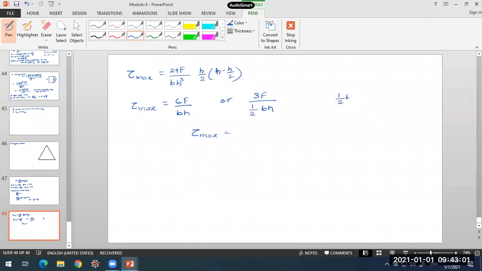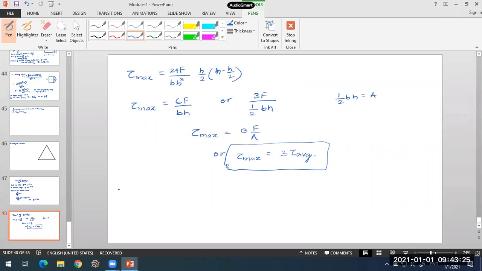1 by 2 B into H is nothing but the area of the triangle. So it will be 3 into F by A, or tau max, the maximum shear stress, will be equal to 3 times the average shear stress. 3 times the average shear stress. So that is what is there for the triangular section.